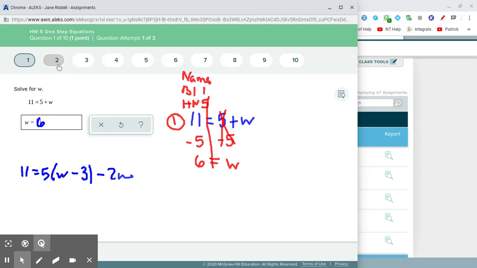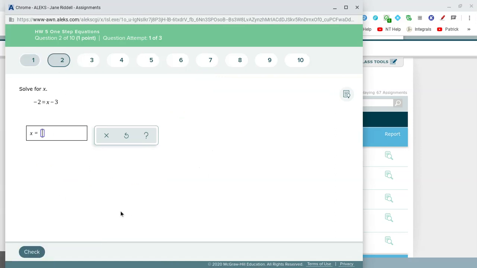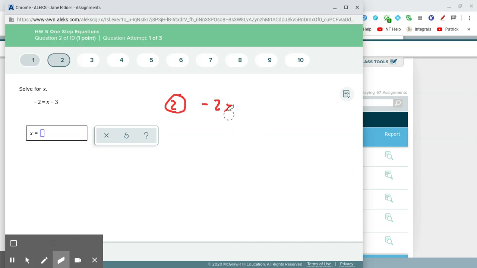All right, so let's go ahead and do another problem. All right, so for this problem, now we have -2. So let me go ahead and write this down, show my work. All right, so this is problem number 2. All right, now I have -2 is equal to, sorry, that doesn't look very good, is equal to x minus 3. So x minus 3.